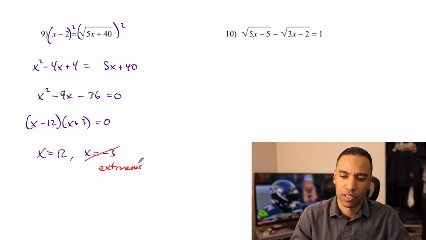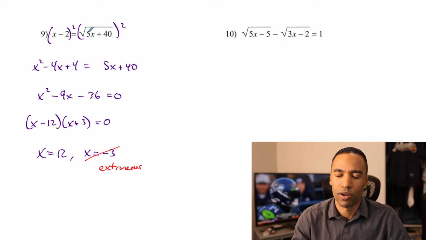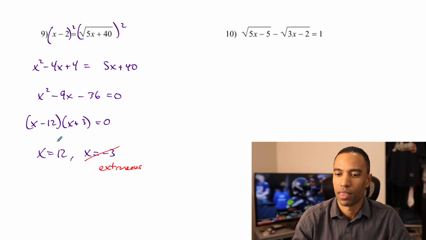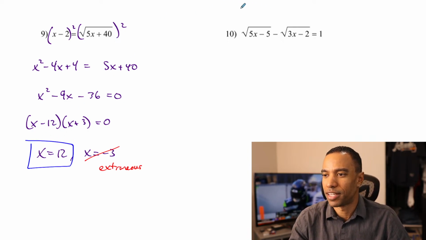I imagine 12 will work. Let's take a look. 12 minus 2 is 10. Square root of 60 plus 40 is square root of 100. That's 10. That one does check out, so that's good. X equals 12. And finally, number 10.